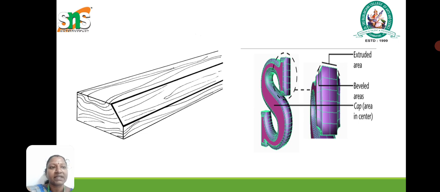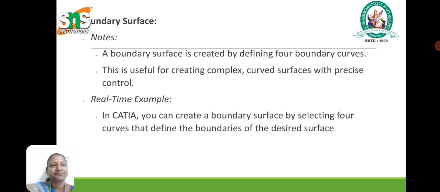The cap area is nothing but the area at the center. The beveled area is in between the extruded area and the cap area. Mostly it comes under the flat surface. The next is the extruded area. That is how the thickness of the object comes under the extruded area.